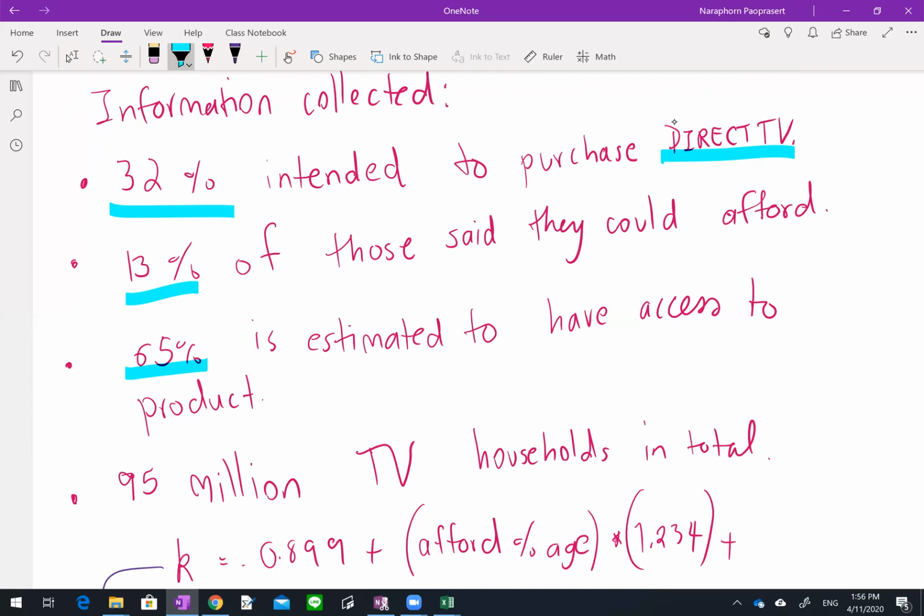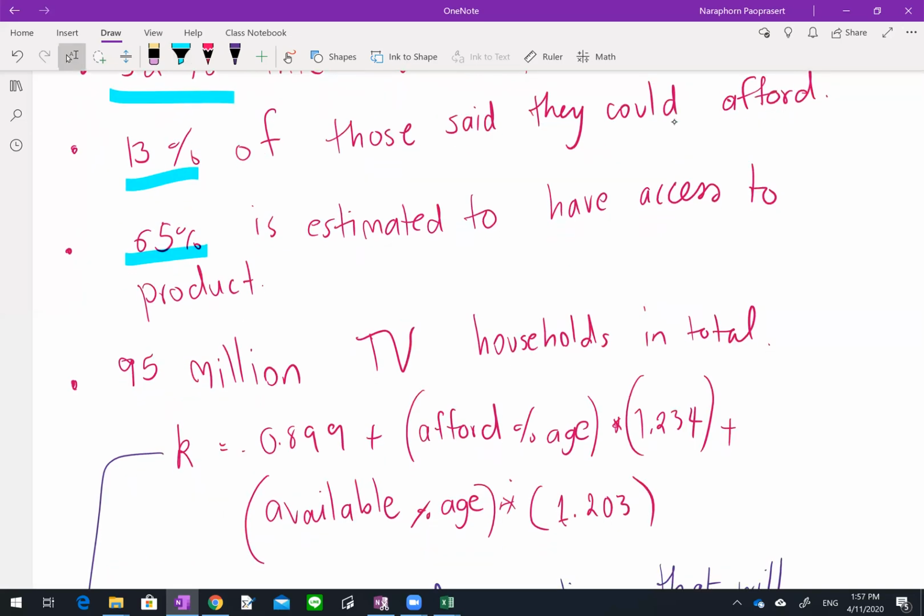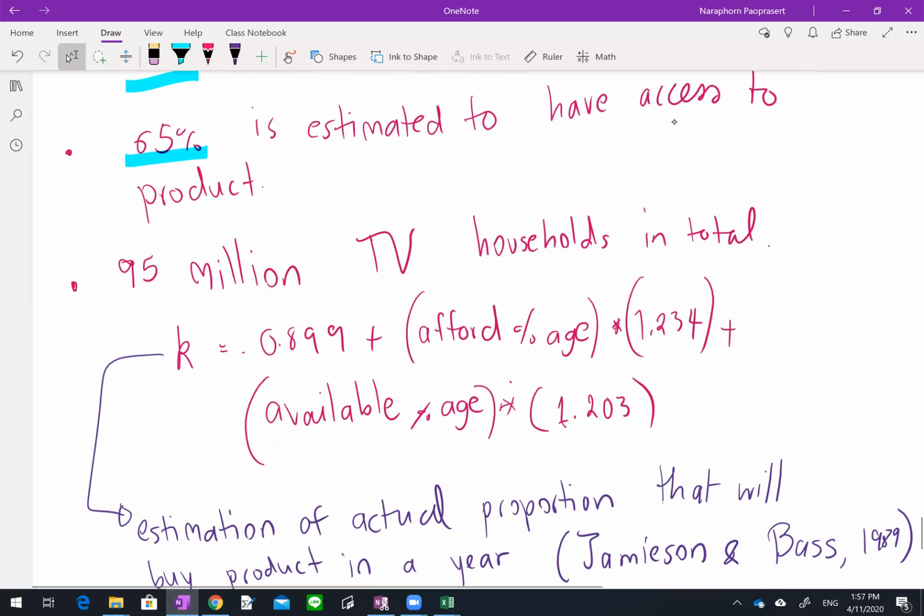So in some areas, even though you have the TV, doesn't mean that you can get the service from DirecTV. For example, if you are a tribe living up high in the mountain, then you might not have access to the product. So they have estimated that 65% of those can have access to the product. Some more information: there are in total 95 million TV households in the US.